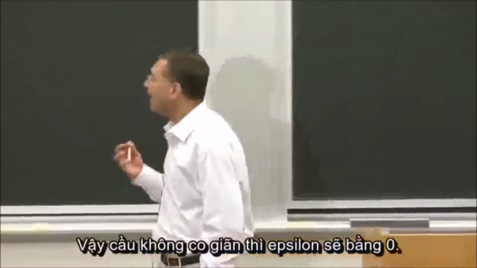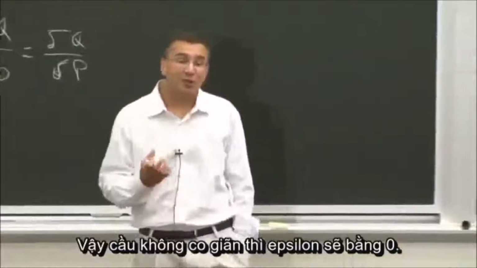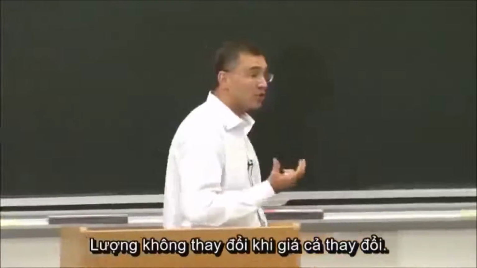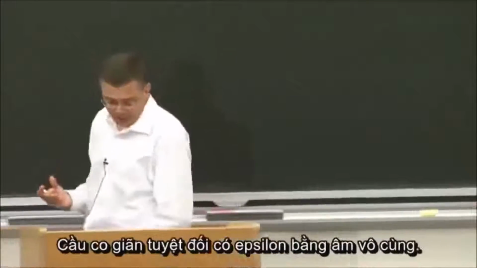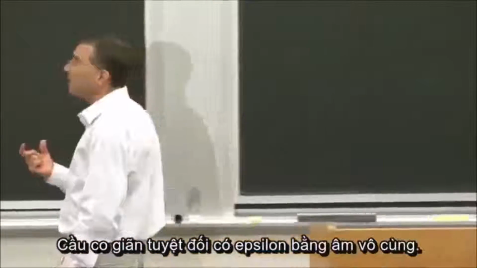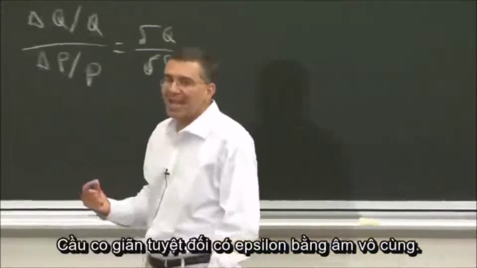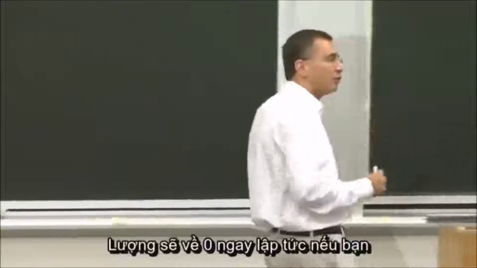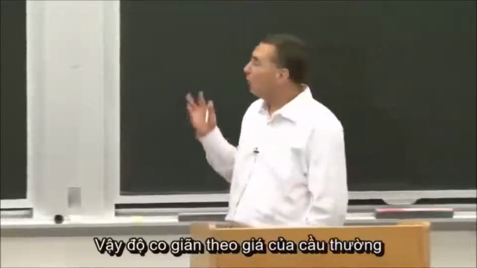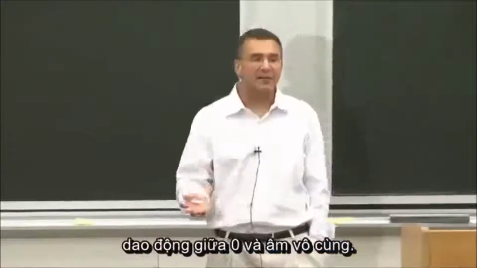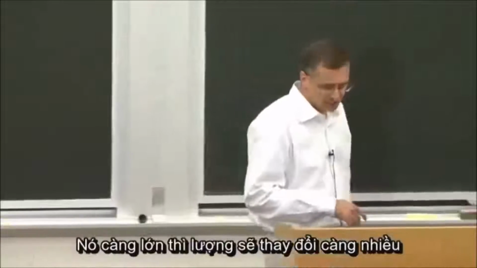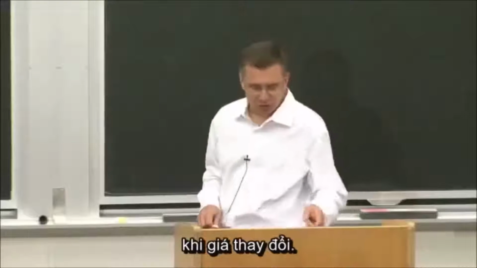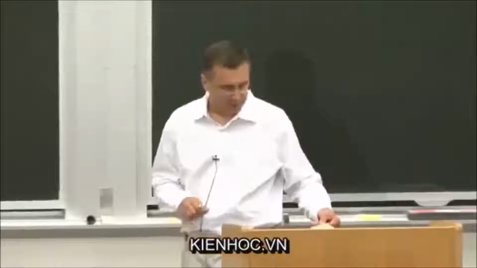Okay? So inelastic demand is an epsilon of 0. There's no change in quantity when price changes. Perfectly elastic demand is an epsilon of -infinity. Any epsilon change in price leads to a negative infinite change in quantity. Immediately quantity goes to 0 if you try to raise your price. So price elastic demand will typically be between 0 and -infinity. And the larger it is, the more quantity will change when prices change. Okay?